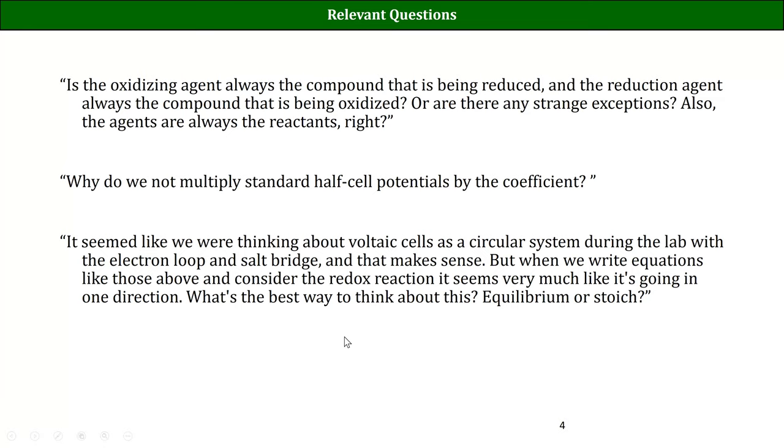All right. So a couple relevant questions to get started today about redox stuff. This first question I liked because I very rarely get to answer with absolutes. Almost every time you're going to get an answer from me, it's going to be, well, most of the time, yes. Like, well, for this class, yes.